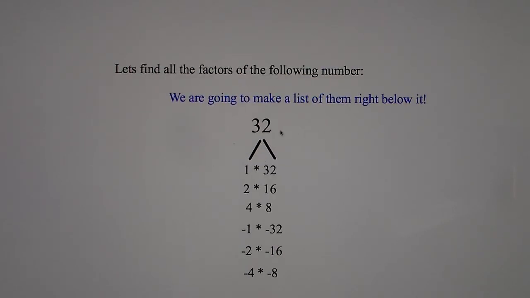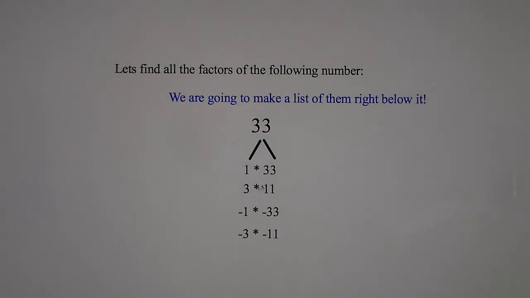Let's break down 32. Let's list all the factors of 32, all the different combinations. 1 times 32, 2 times 16, 4 times 8, negative 1 times negative 32, negative 2, negative 16, and negative 4, negative 8. These are all the different combinations that get us positive 32 involving integers. Now, yes, you could do it with decimals, but we're going to avoid decimals for now. We're just going to talk about the factors, the integers.